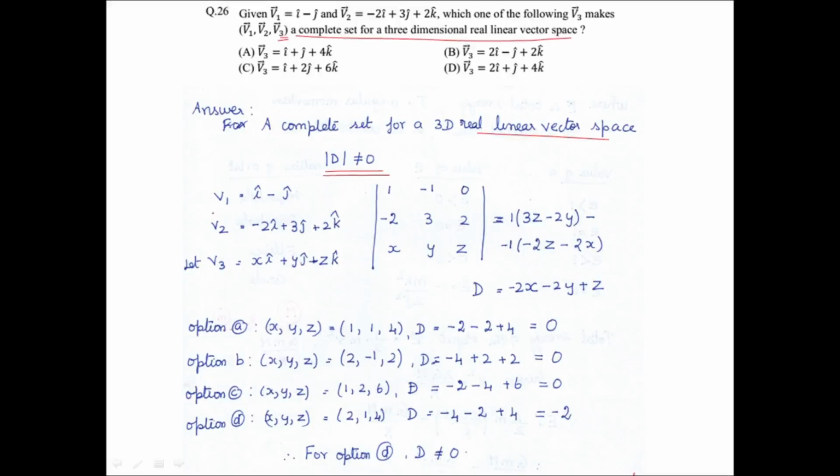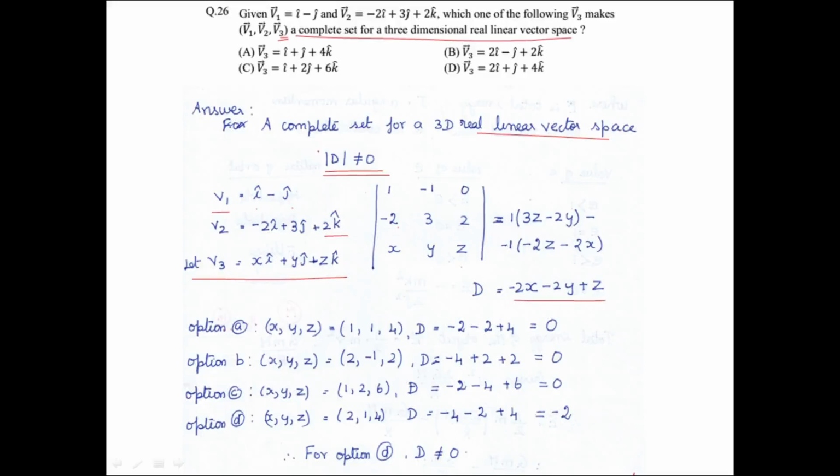So the given vector v1 is equal to i cap minus j cap and the vector v2 is equal to minus 2i cap plus 3j cap plus 2k cap, and let us consider the vector v3 is equal to x i cap plus y j cap plus z k cap. Now we will form the determinant for the vectors, that will be 1, minus 1, 0 and minus 2, 3, 2, and v3 is x, y and z. Therefore by simplifying this we will be getting the determinant D is equal to minus 2x minus 2y plus z.